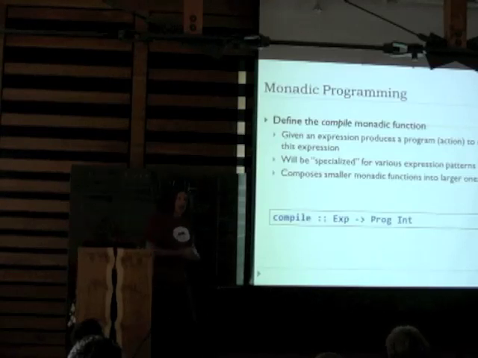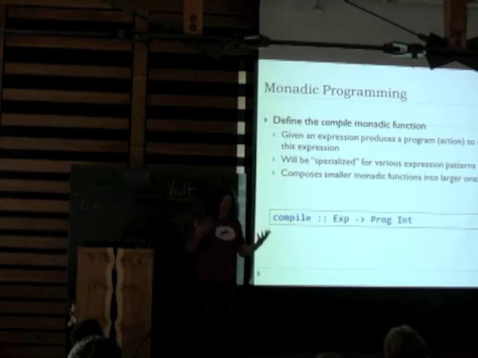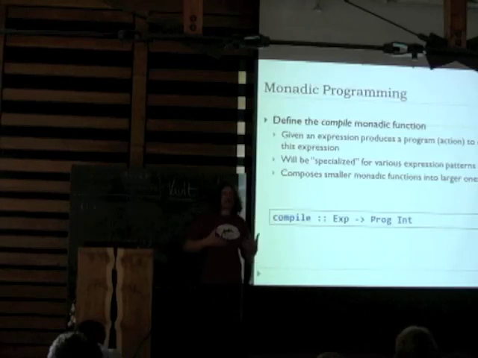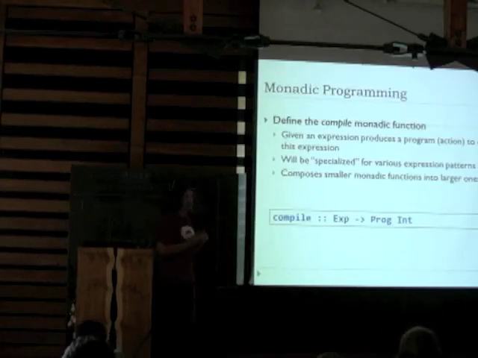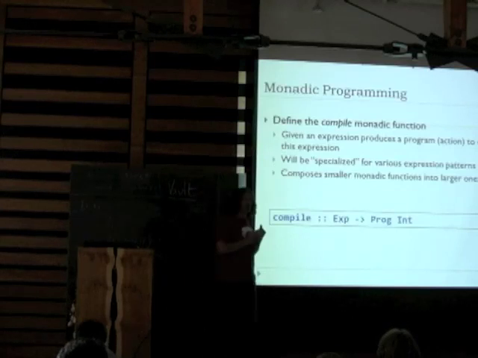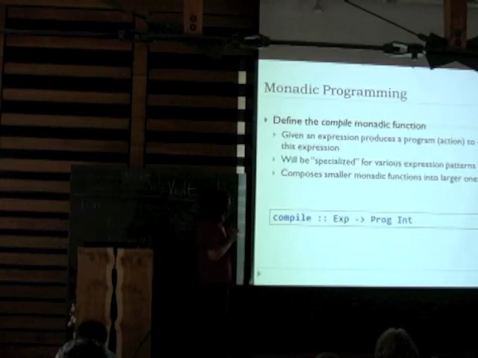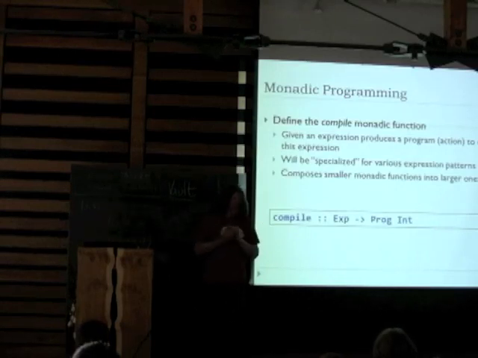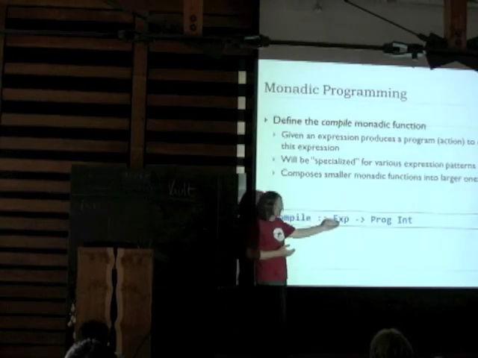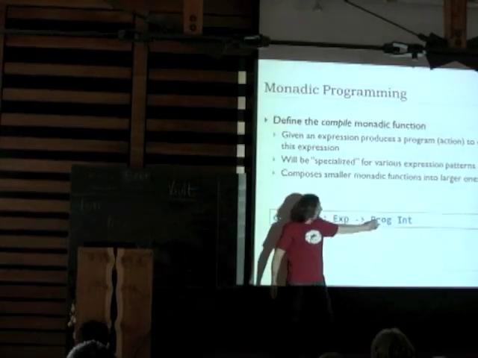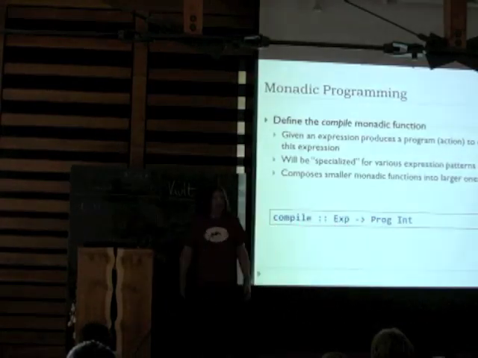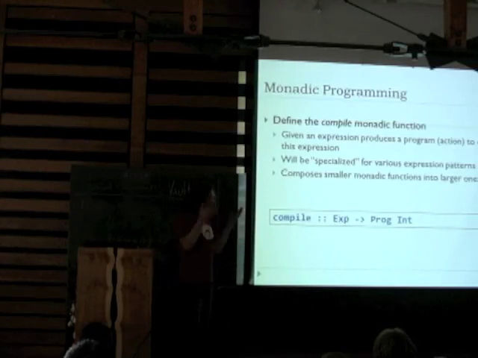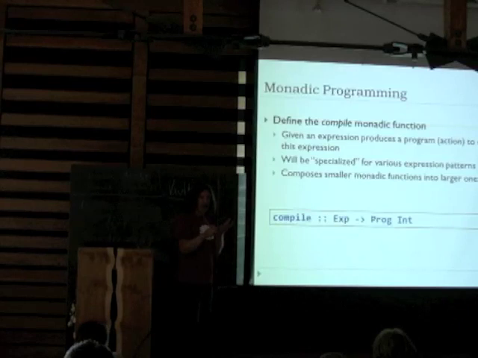Now we want to do some monadic programming. Monadic programming means let's define some monadic functions using other monadic functions. In this case, I want to define a function called compile. Compile takes an expression and returns a program which produces an integer. And the idea is, I have this expression, do something with this expression, and return me an action. This action, when I give it these two arguments, will evaluate this expression.